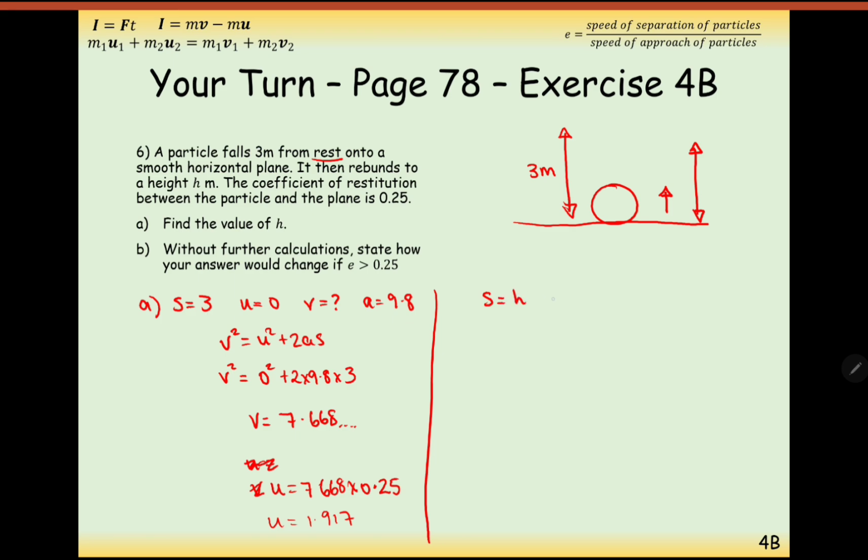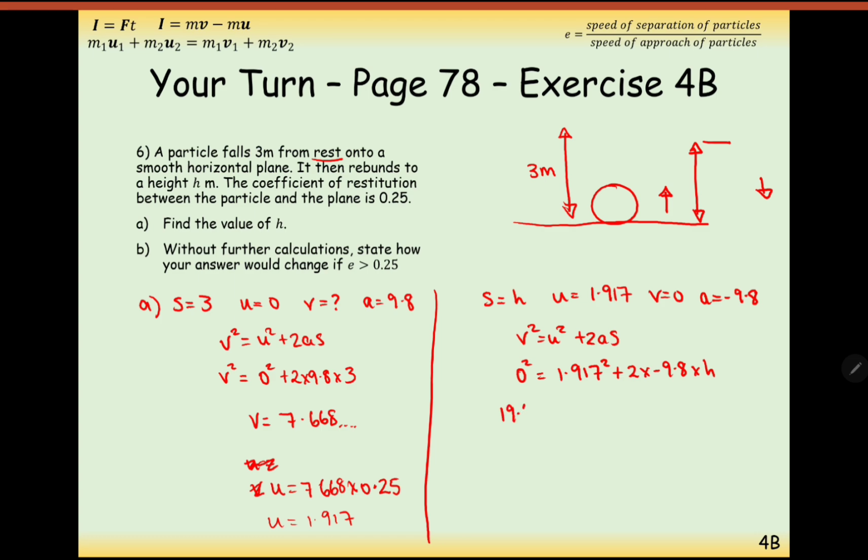So now to find out how high it reaches, we need to set up a SUVAT where S is our value H, U is the value 1.917, V is 0 because it reaches a stationary point when it reaches that certain height, and A is minus 9.8 because now acceleration is downwards, my speed is upwards. So let's substitute it into the formula. V squared equals U squared plus 2AS. So V squared is 0. We've got 1.917 squared, add 2 times minus 9.8 times H.